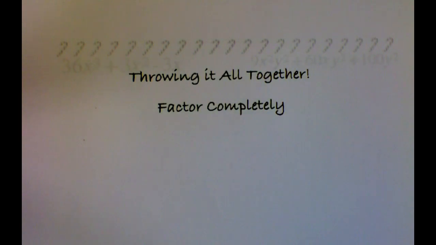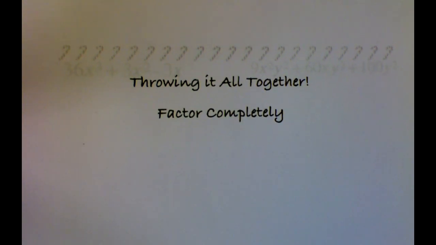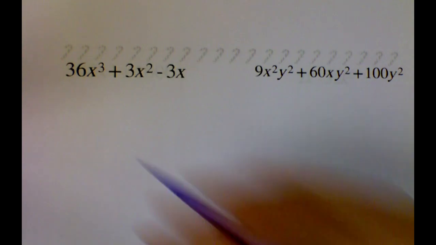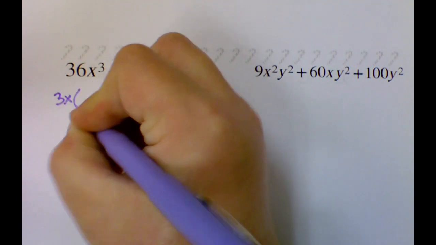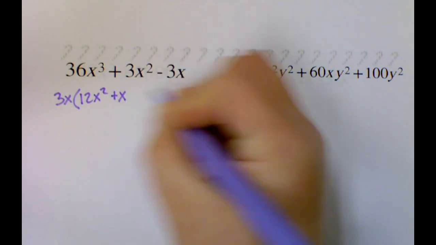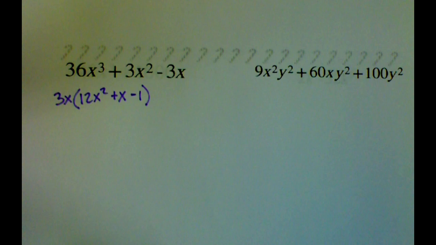And now we are going to throw all the different factoring we've done all together to fully factor each polynomial. Always, always, always start with a GCF. I look at these, I can take a 3x out of everything. That leaves me with 12x squared plus x minus 1. Now I need to factor 12x squared plus x minus 1.